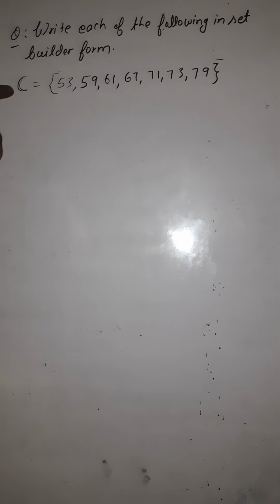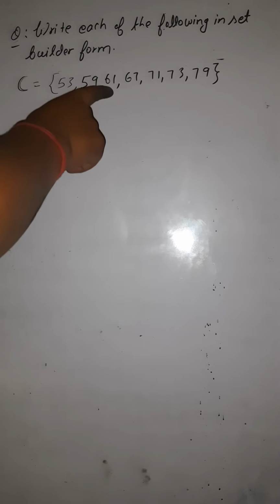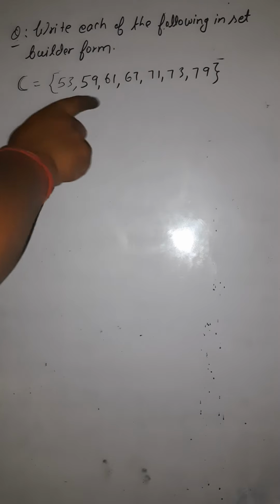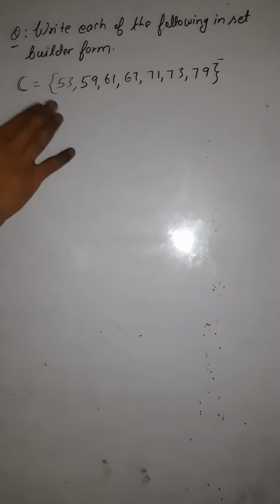Now this is the next set here. Set C contains the elements 53, 59, 61, 67, 71, 73, 79. These are the elements of the set C. Now you have to write this in set builder form. This is the roster form.